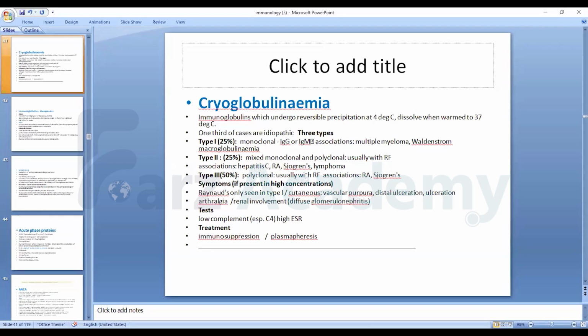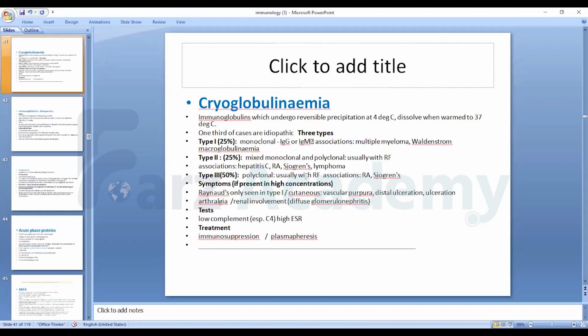So Raynaud's is only seen in type 1. So this question has come: in which type is Raynaud's phenomenon seen? Raynaud's is only seen in type 1 cryoglobulinemia. Cutaneous vascular purpura, distal ulceration, arthralgia, and renal involvement can occur.